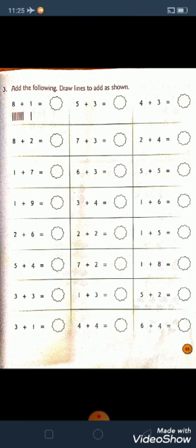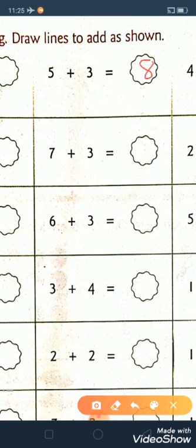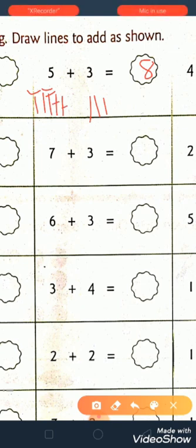So at first 8 plus 1, here 8 lines have been drawn and here only 1. In total 9. Like this we have to draw 5 lines. 1 2 3 4 5 6 7 8. Total 8. One, two, three, 4 5. 1 2 3. So how many? 1 2 3 4 5 6 7 8. In total it is 8.